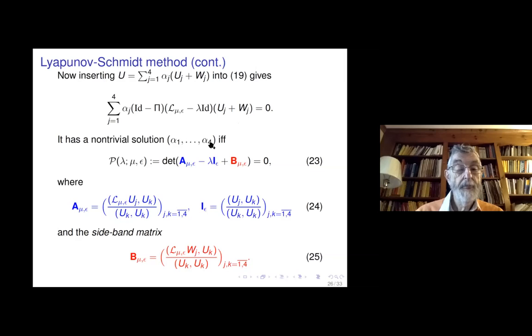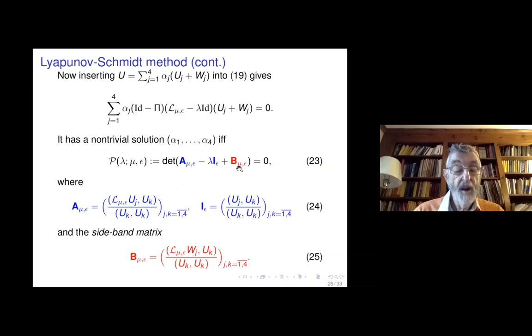And so it's just a 4x4 linear system. So you just set the determinant equal to 0 to find a non-trivial solution. We want a non-trivial solution, and then we want to show that lambda has a positive real part. So it looks like this.